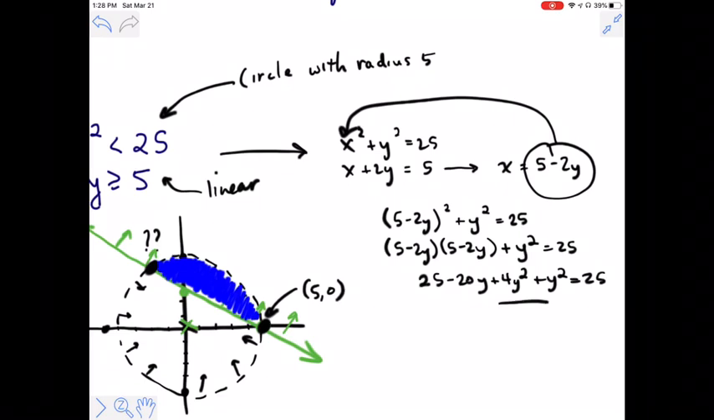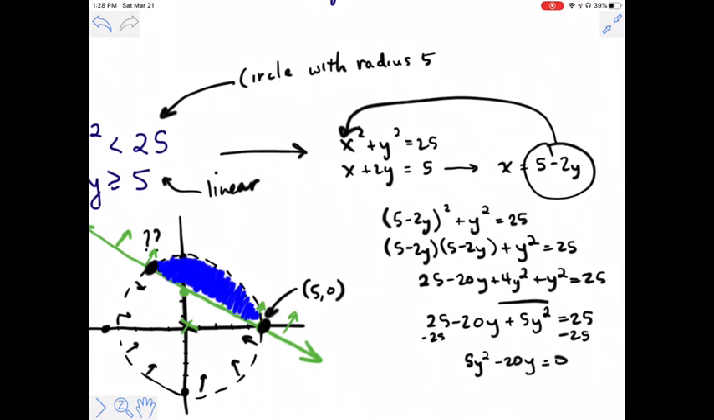Add my like terms there. I have 25 minus 20y plus 5y squared equals 25. If I subtract 25 on both sides and just switch the place of those two, I want to write the quadratic term first. So I'm going to have 5y squared minus 20y equals 0.